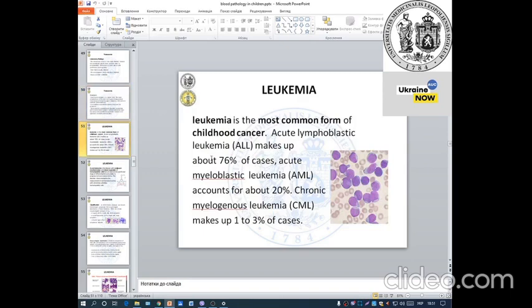Now let's start with oncohematological disorders. Leukemia is the most common form of childhood cancer. Acute lymphoblastic leukemia makes up about 76% of cases, acute myeloblastic leukemia about 20% of cases, and chronic myelogenous leukemia makes up 1 to 3% of cases.